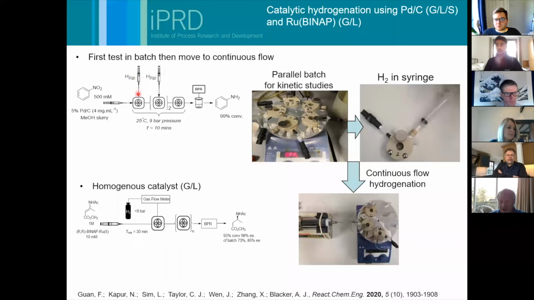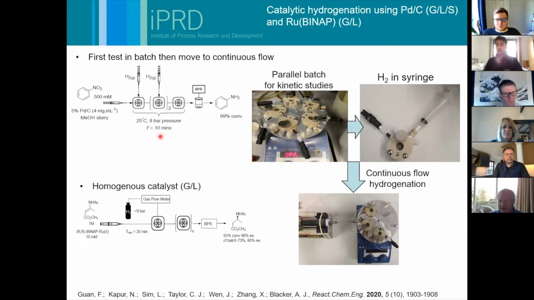And then we inject through syringes hydrogen at multiple points through the reactor. So in that way, we can use the continuous flow system here by injecting hydrogen all the way through. And then as it flows through, the product comes out. And we can use a back pressure regulator to generate pressure within the system. So in this case, it was 9 bar pressure. We ran it at 25 degrees C, and we had a residence time of 10 minutes.